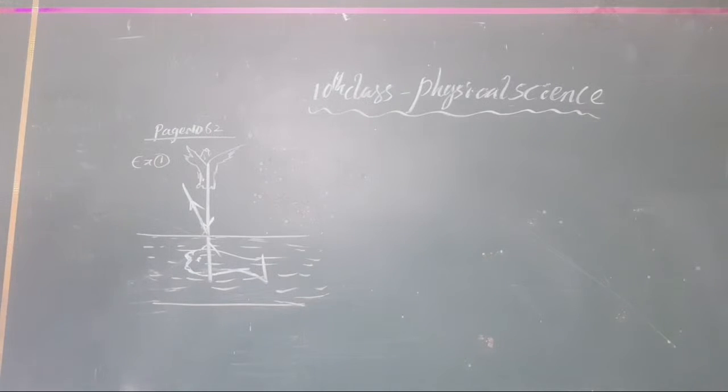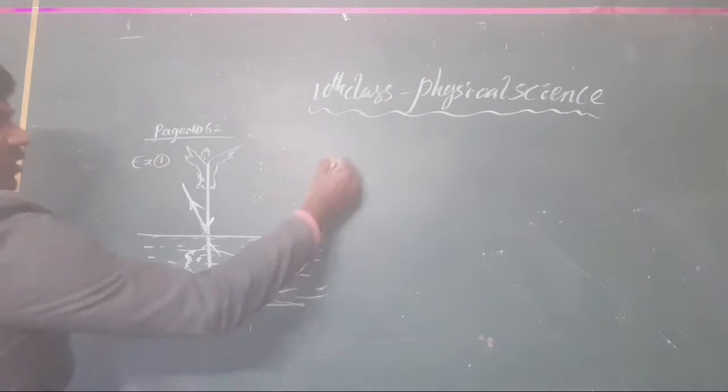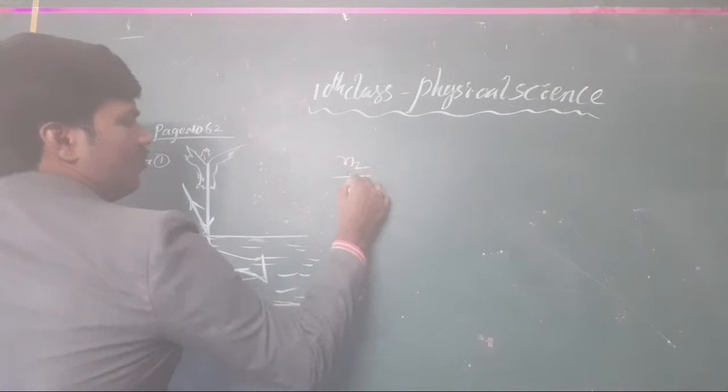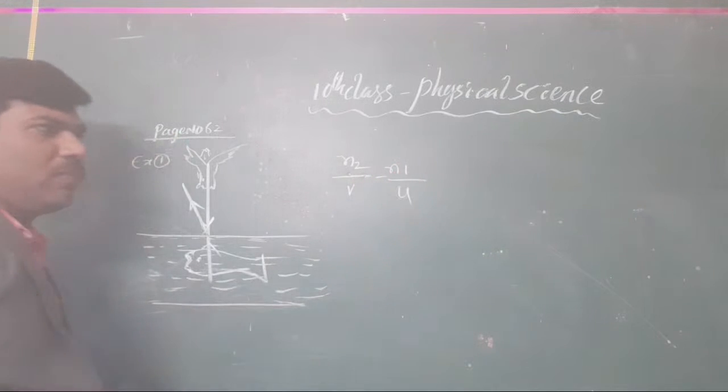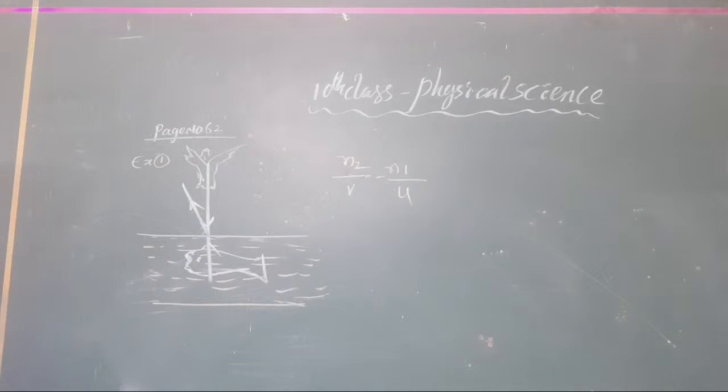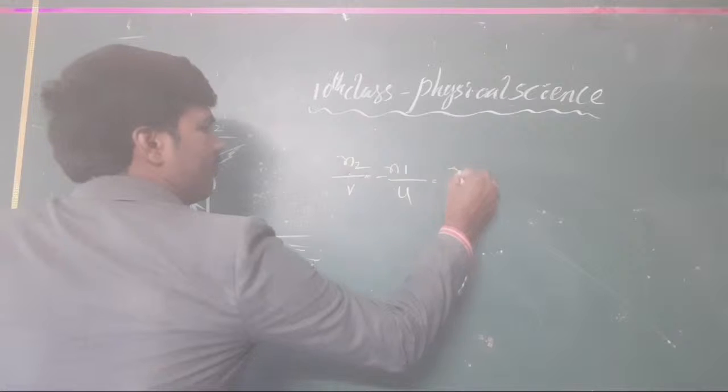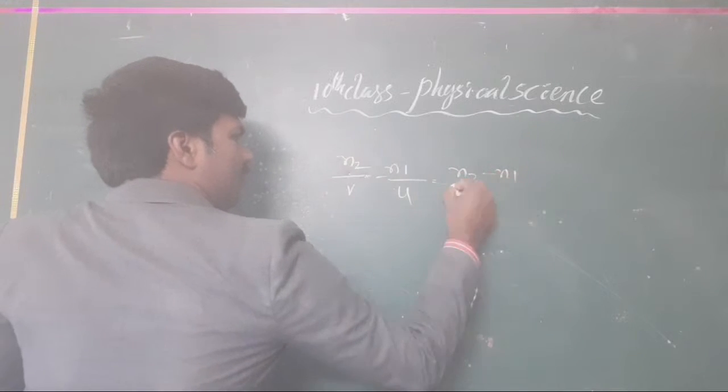And now what? It is a plane surface. Okay, clear or not all the students? Plane surface. That's why we apply the image formula for a plane surface. What is that image formula? Already yesterday also we have discussed. That is our image formula for refraction. It is n2 by v minus n1 by u is equal to n2 minus n1 by R.